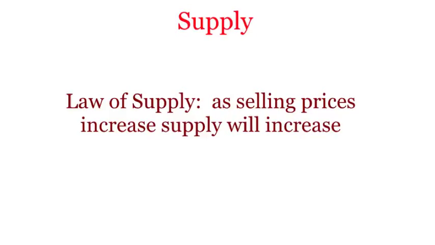Today we are going to switch over from the consumer side of things and demand to the producer side of things and supply. Supply and demand are very much alike, so hopefully you'll pick up on the concept pretty easily. We should probably start with the law of supply, which is as selling prices increase, supply will increase. And I'll show you why this is true on a supply curve right now.